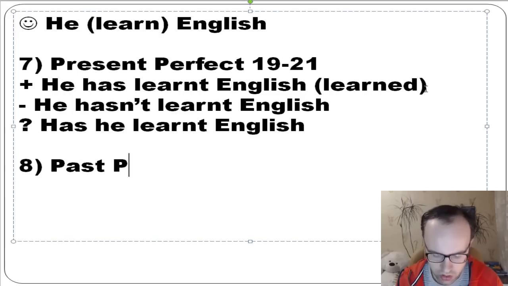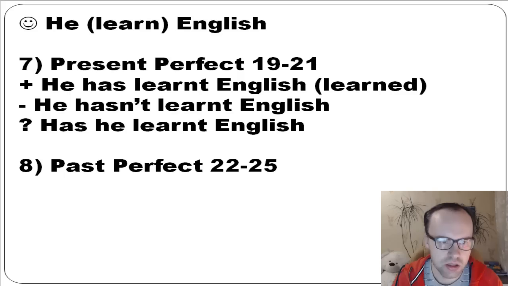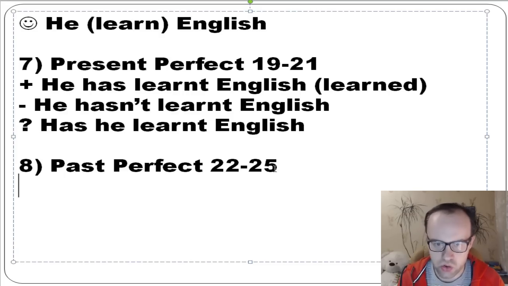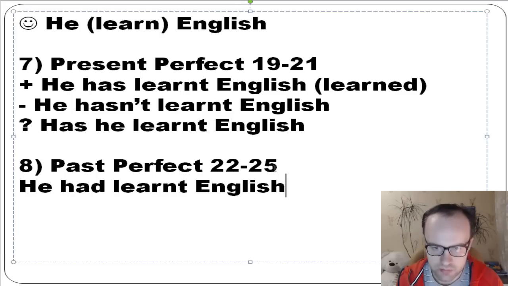Next, we call this tense past perfect. So from 22 to 25, yeah, if I'm not mistaken, right. So it's one time before. So we need to use had plus the third form. So he had learned English.